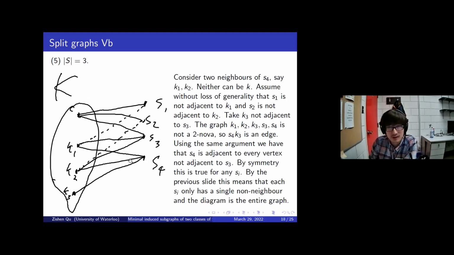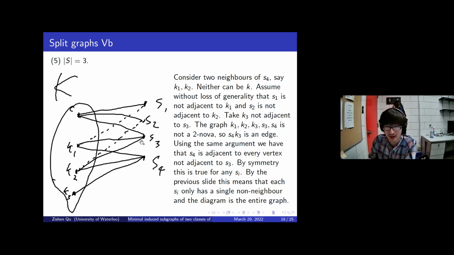So suppose it's K1, K2. S4 is incident to K1 and it's incident to K2. It can't be the case that you're incident to all 3 of them at once because we showed that the intersection of the neighborhoods of S1, S2, and S3 is just K. So each one of these has to be not incident to something. So suppose that K1 is not incident to S1, and suppose that K2 is not incident to S2. And neither of these can be K because that's how we chose S4. So we'll take K3 such that it's not adjacent to S3.